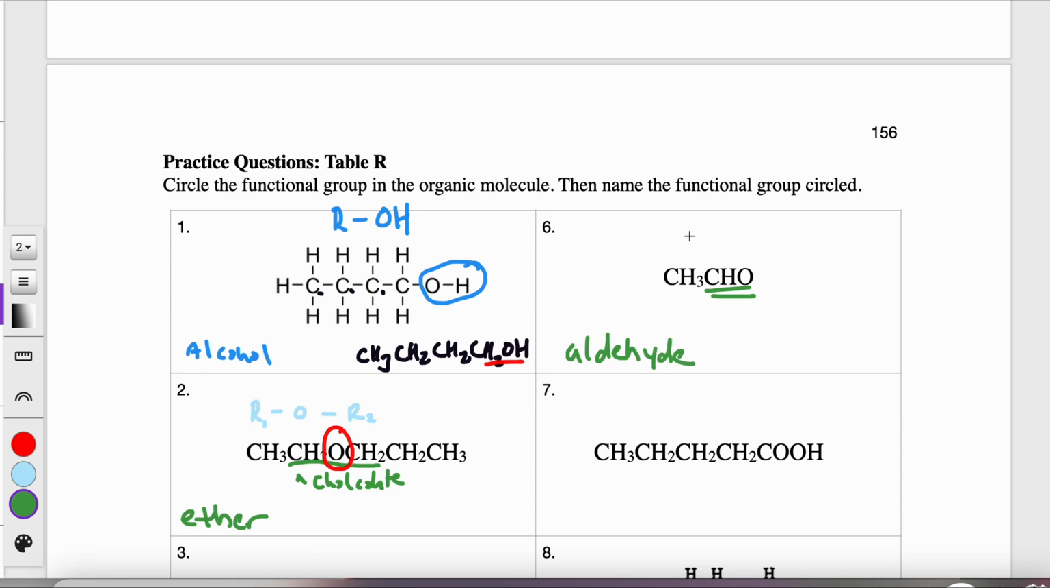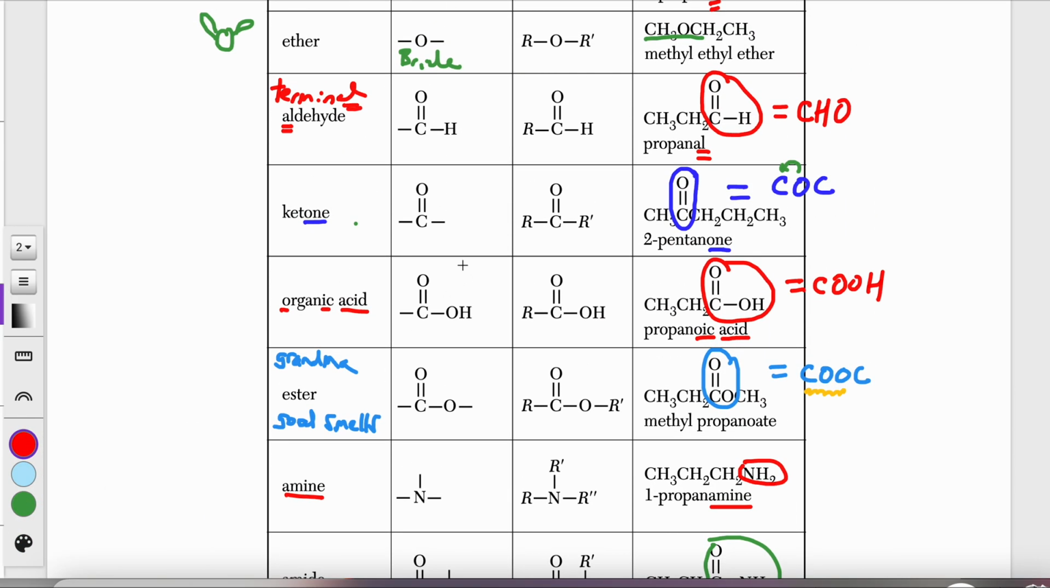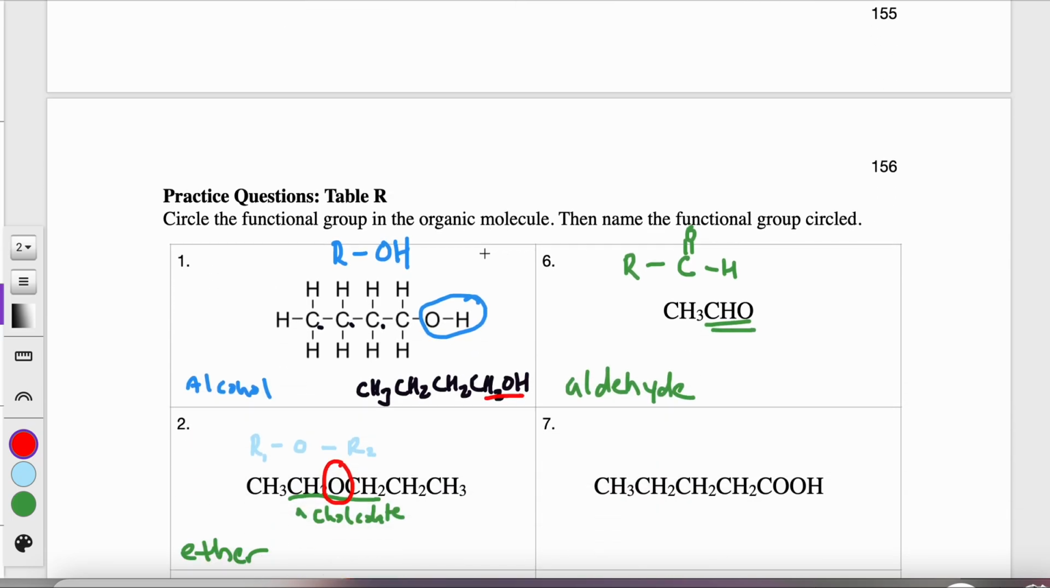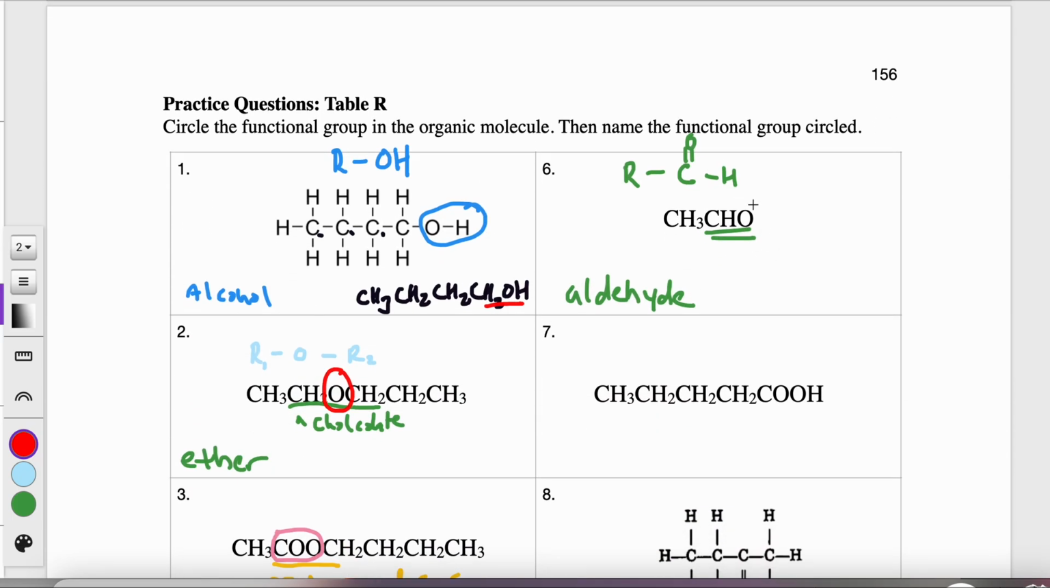And if I was to draw this out, I would have my carbon. Now I have my CHO. It has the oxygen with the hydrogen. This is the functional group. And so when I take a look here with the aldehyde, this is what I need to circle in that structure, is the CHO. And that's pretty easy to recognize, to circle.